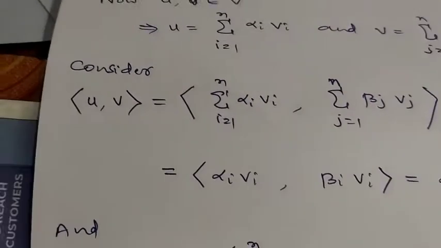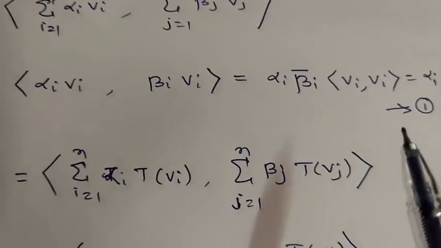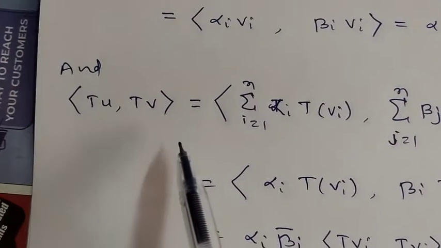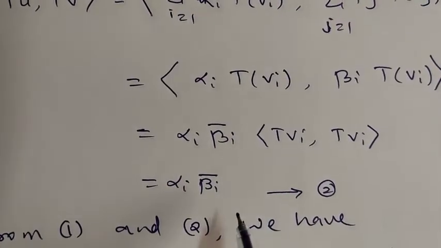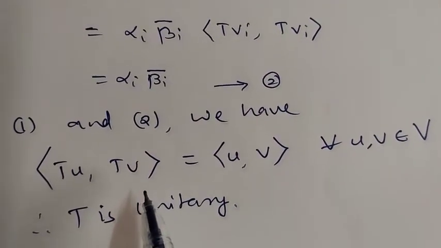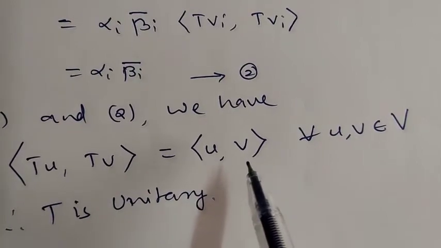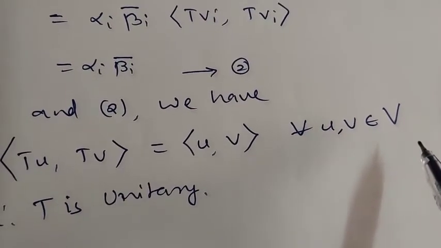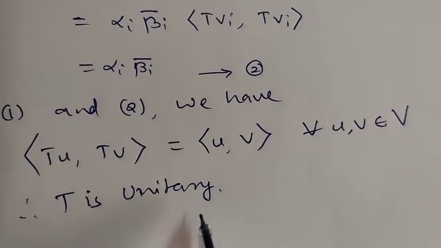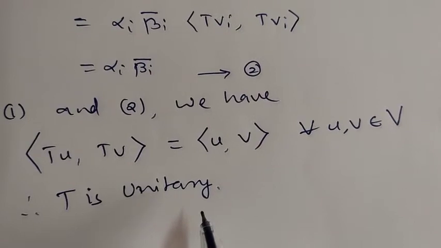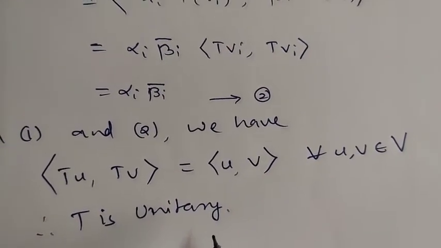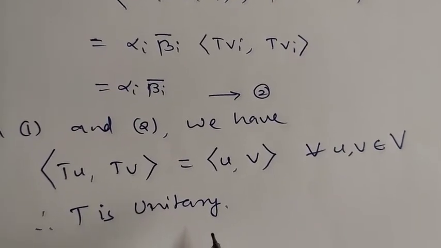One says the inner product of u comma v is alpha I into beta I bar, and 2 says the inner product of T of u comma T of v is alpha I into beta I bar. Therefore, from 1 and 2, you can conclude that the inner product of T of u comma T of v is the inner product of u comma v for every vectors u comma v belonging to V. Then by definition, T is a unitary transformation. Thus, T belongs to A of V is unitary if and only if it maps an orthonormal basis of V into an orthonormal basis of V. Okay.